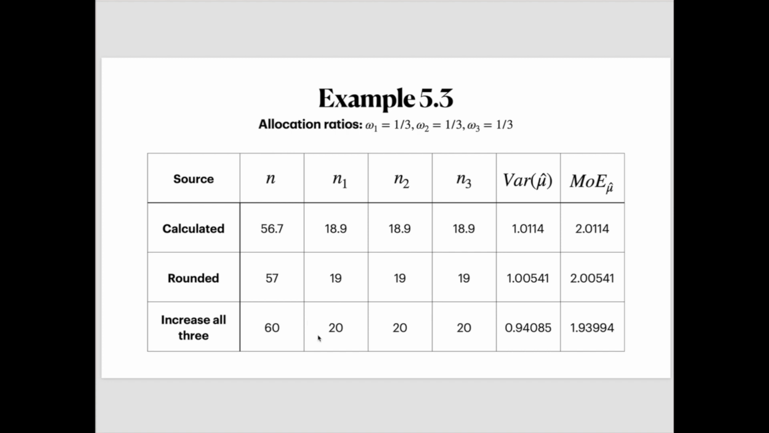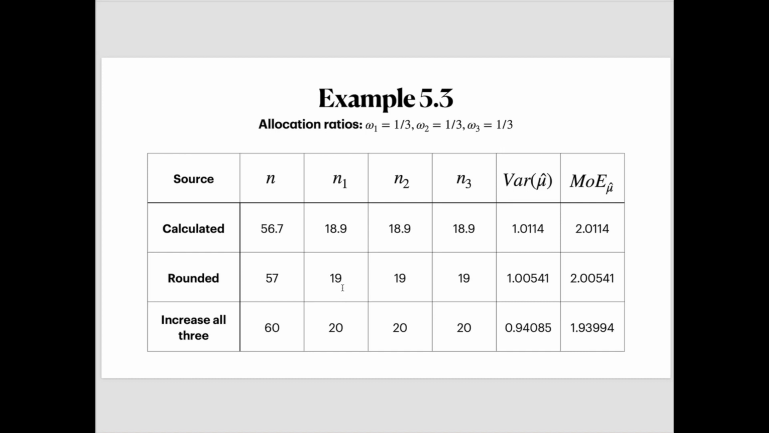And if we do that, then the overall sample size would increase to 60. And notice again that the allocation ratios have been preserved. Okay, and if we plug these sample sizes into the formula for the variance of mu hat, we get a variance of 0.94085. The corresponding value for the margin of error of mu hat would then be 1.93994. And so we do see that that is less than or equal to 2, the desired margin of error, which was 2.